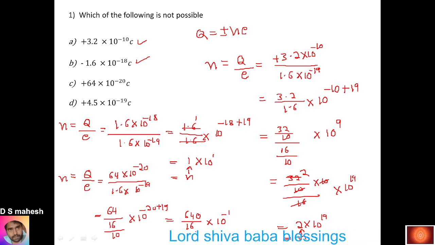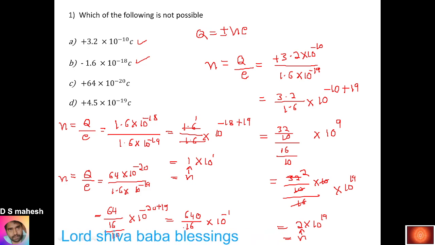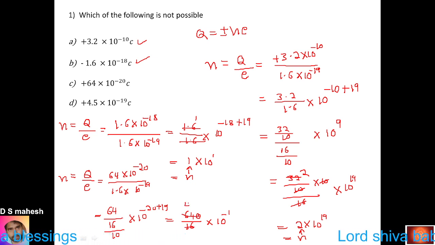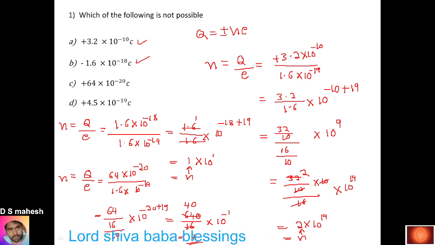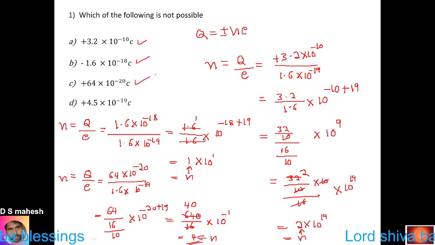So that turns out to be, 16 ones are 16, 16 fours are 64. So that would be 40 into 10 to the power of minus 1, which is equal to 4. So again n is equal to 4. This is an integer, so this is also possible because n is again an integer.